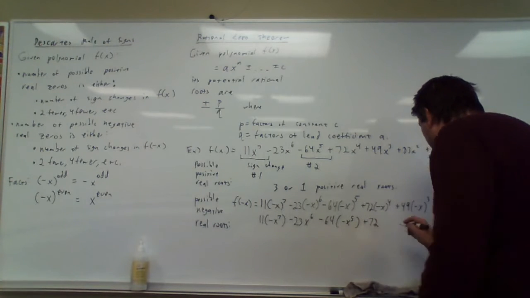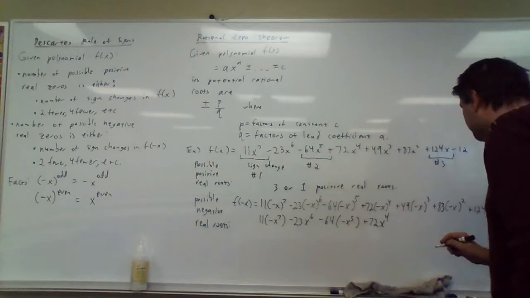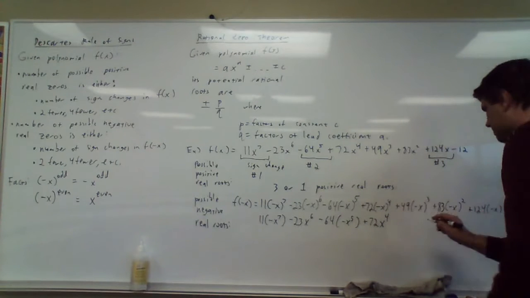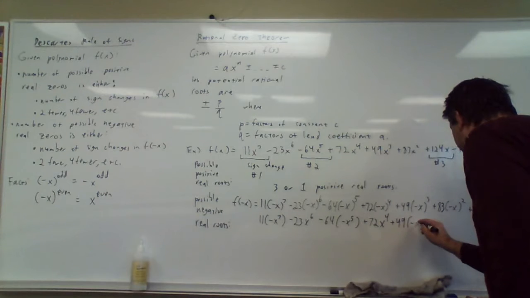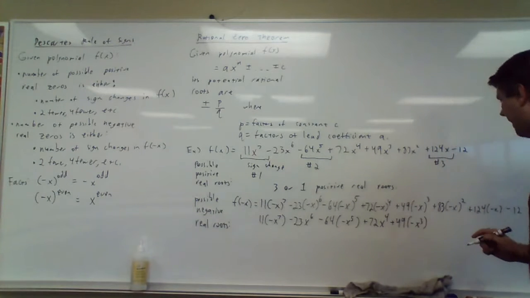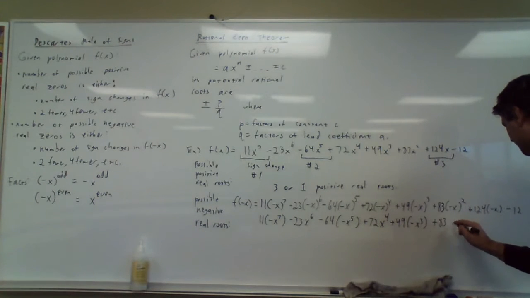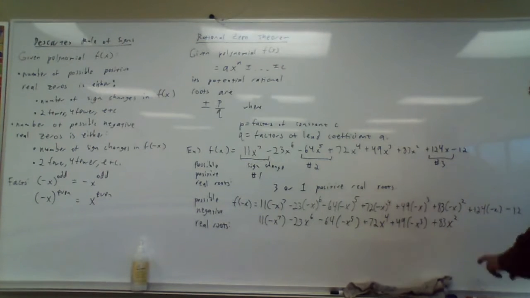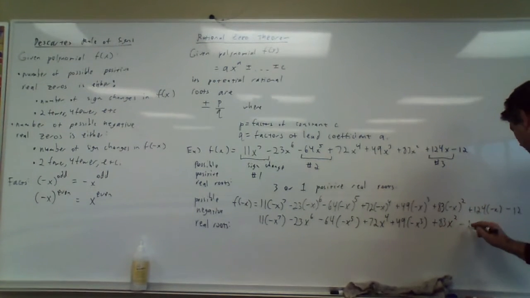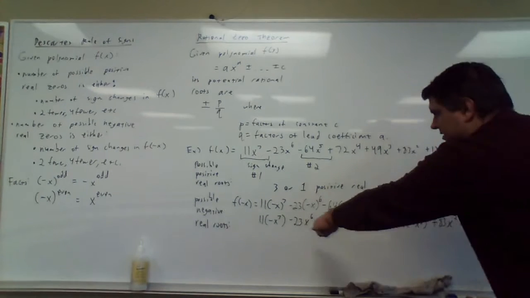plus 72, that's an even power, so it'll just be x to the 4th. That's going to be plus 49, and that's going to be negative x cubed, because it's an odd power. This will be 83. That's got to be x squared because it's an even power. This is got to be minus 124x minus 12. And then I'm going to simplify these as well.